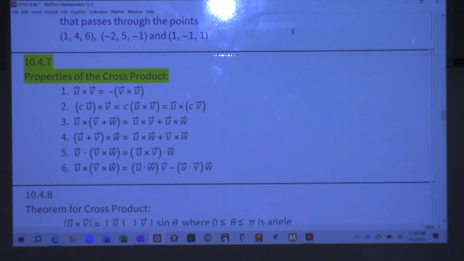Any computer science majors in here? No? No computer programming major? Wow. Surprise. Okay.